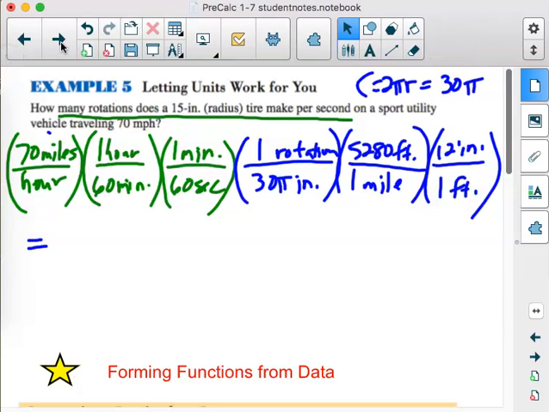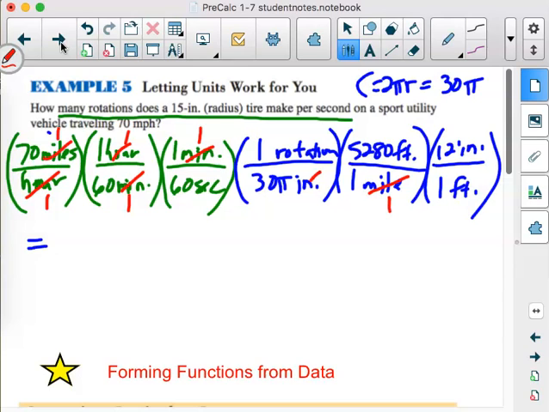But let's go back and actually put a strike through those labels so that we'll see that unit analysis, dimensional analysis work. Hours will be gone. Minutes will be gone. Seconds has to stay. This was inches, miles with miles. Inches with inches, feet with feet. And as I look at the labels, I see the only label that's left on the top is rotation. And the only label that's left on the bottom is second.